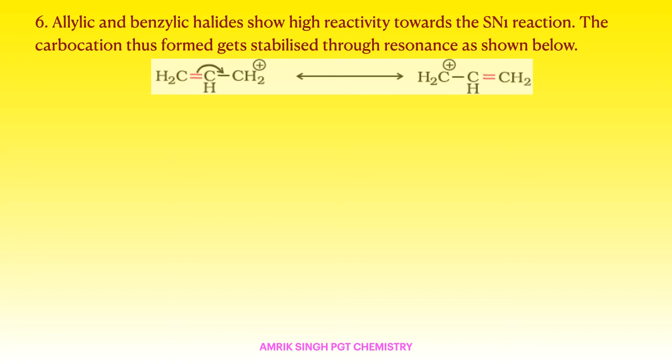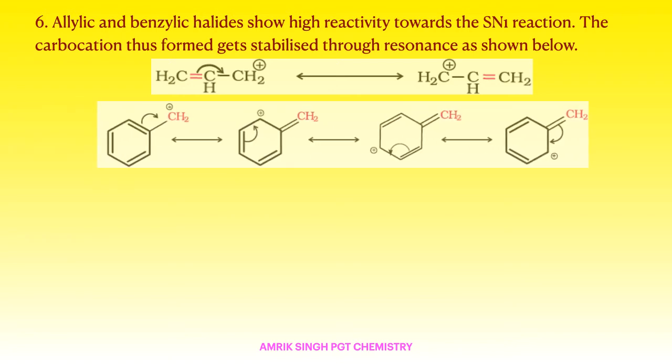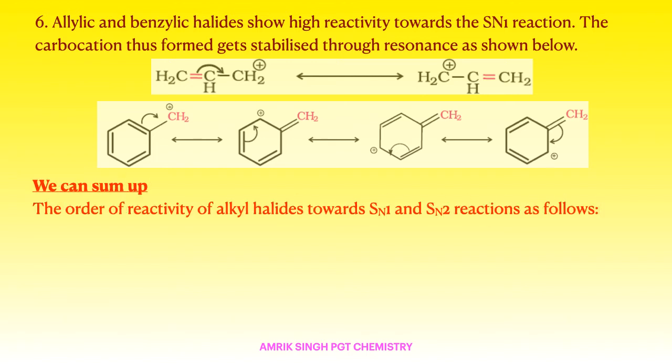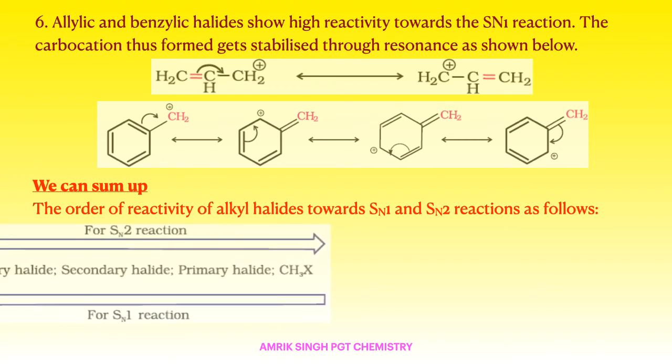That is first the allylic ion and then the benzylic. In case of benzylic, also a resonance is shown here. Resonance leads to stability. And therefore we can sum up the order of reactivity of alkyl halides toward SN1 and SN2 as follows.